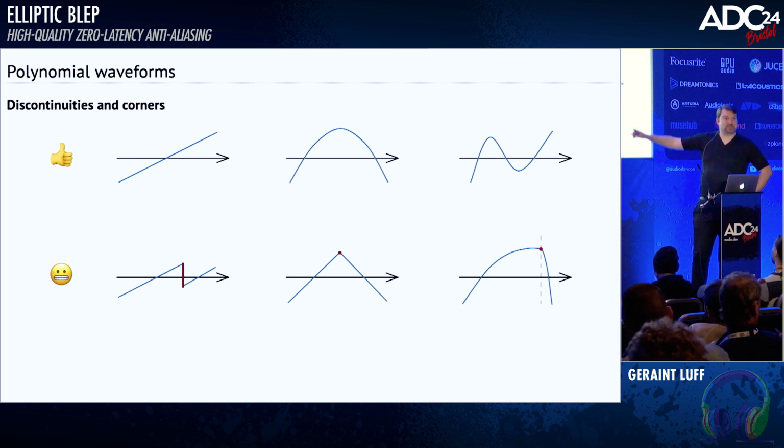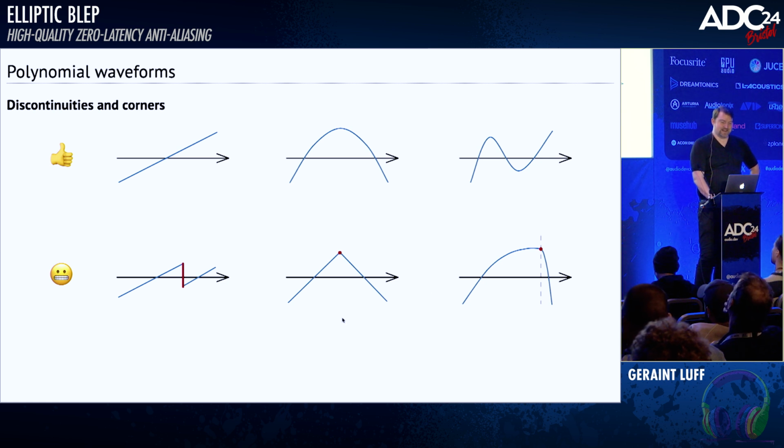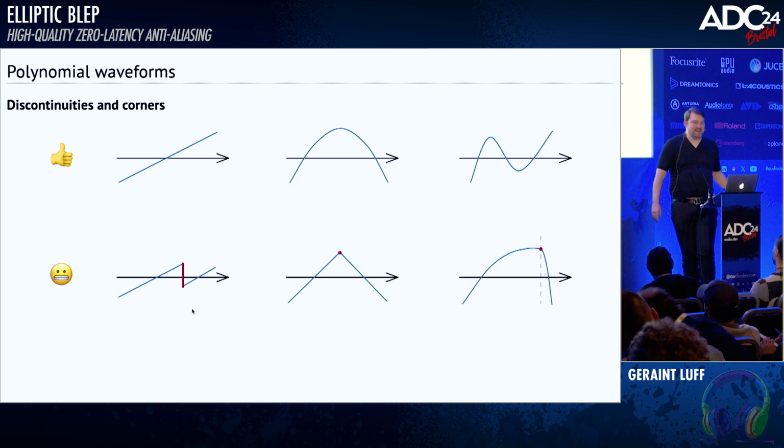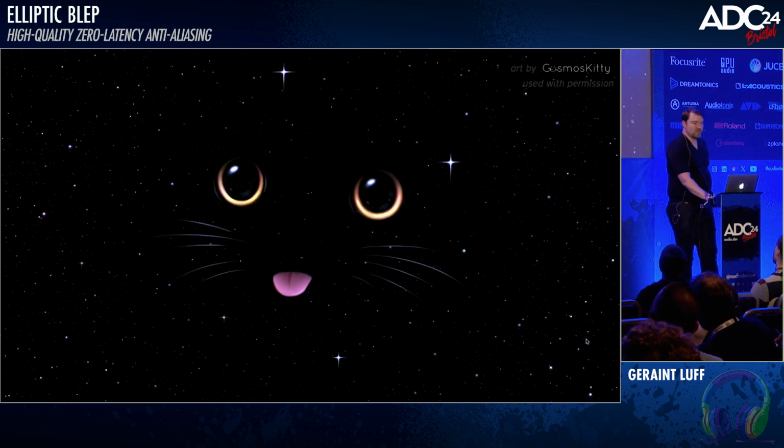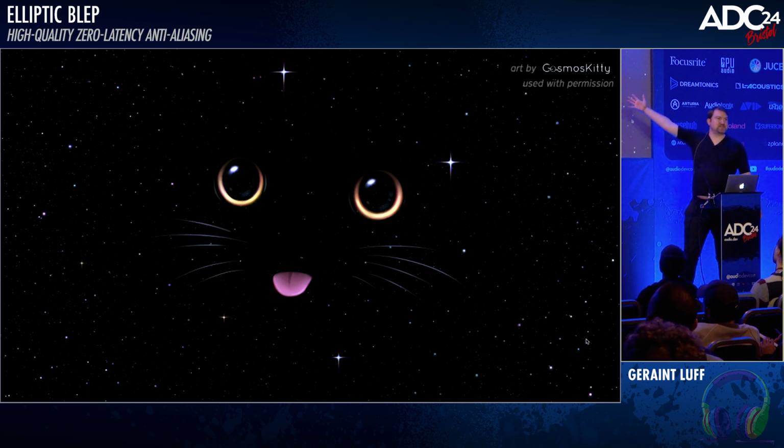If you differentiate this bottom row, well, right here, you get an immediate infinite spike. Here, if you differentiate twice, you get the same thing. Here, if you differentiate 3 times, and so on. So now we talk about BLEPs.